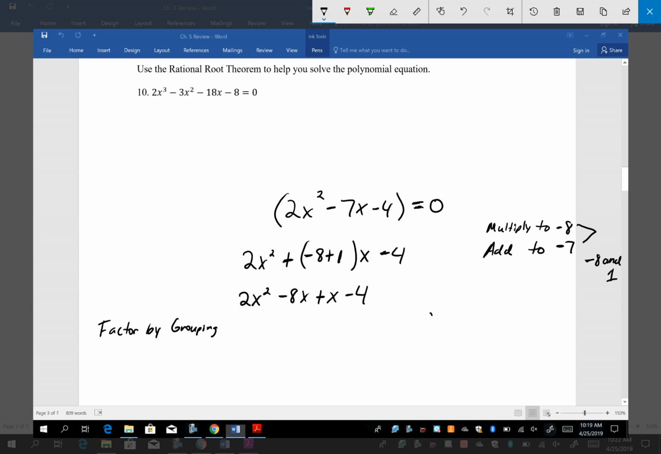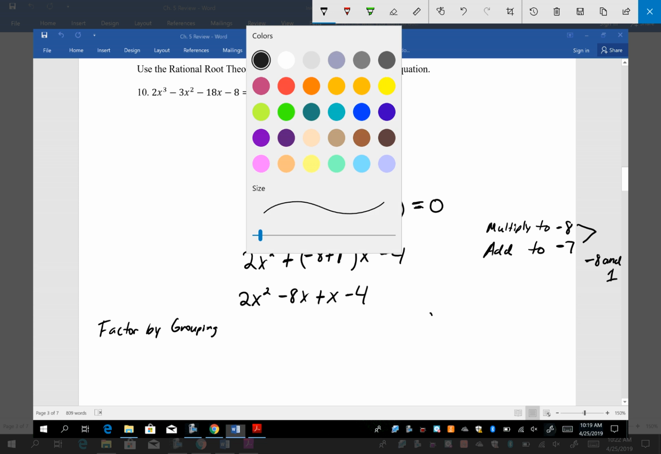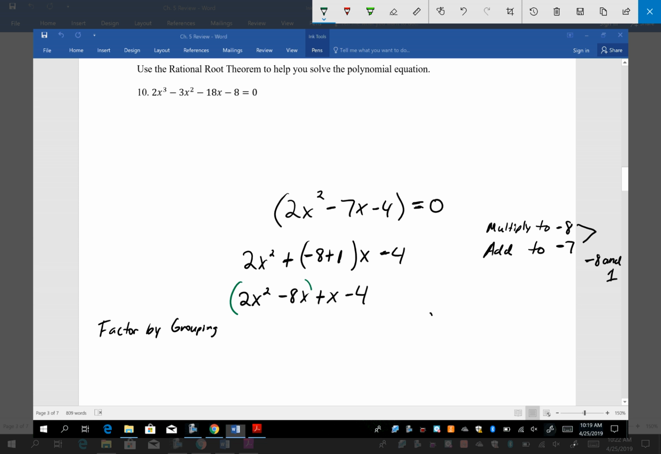If it helps you, Pablo, you could write this x in front. Yeah, if that helps you, that's fine, I don't care. The reason I wrote it there, Pablo, is so you can see it's still negative 7x. That's why I wrote it like that. And then after this, we group them. We factor them again.